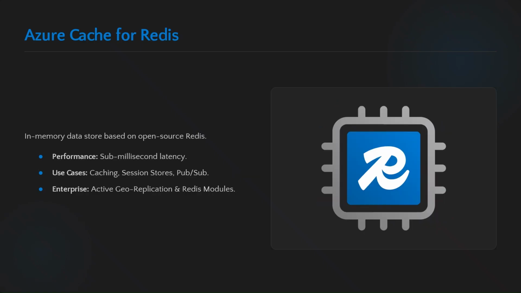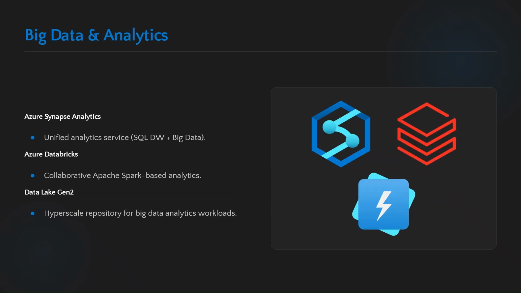Azure Cache for Redis is your ultra-fast in-memory store, designed for lightning-quick performance. Over here, we will be talking about sub-millisecond latencies, as Redis is all about speed. This is perfect for caching expensive queries, session management for large apps, real-time applications like chat or leaderboards, and publisher-subscriber messaging systems. Azure also brings additional goodies like active geo-replication and advanced Redis modules.